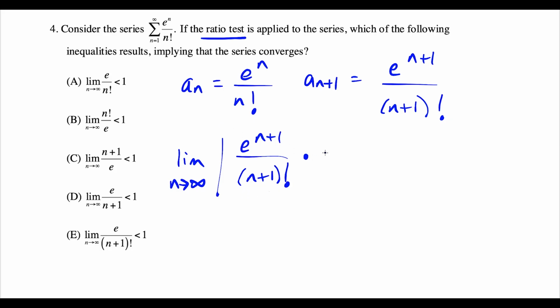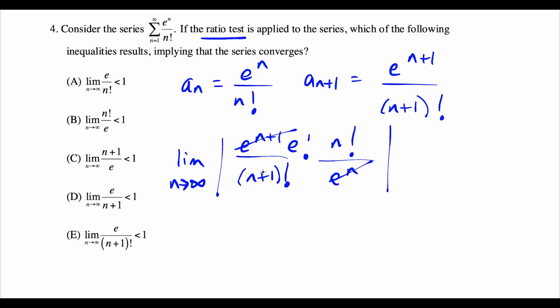That's the same thing as multiplying by the reciprocal. So that gets us to this step. So now we go through with the algebra here. e to the n plus 1 over e to the n is going to simplify to just e to the first. And this is because n plus 1 is exactly 1 more than n.